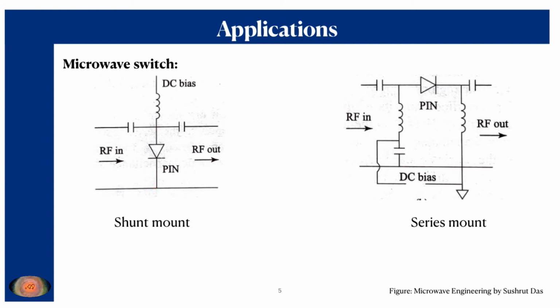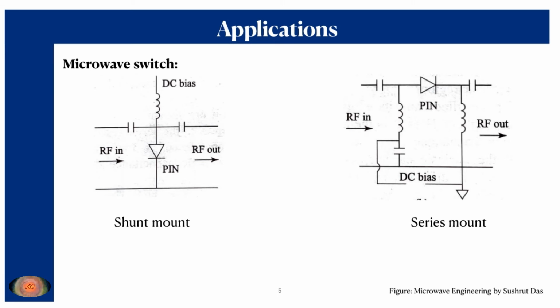So the RF signal will not be available at the output because the entire RF signal will be bypassed through this diode. On the other hand, if you make the bias so that the pin diode is in reverse bias, then the entire RF signal will be available at the output port. In this way, you can switch on or off the availability of the RF signal at the output port. Such a switch is called the shunt mount, and in addition to the shunt mount, there exists a series mount also.